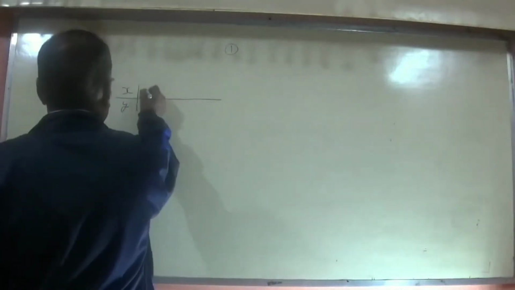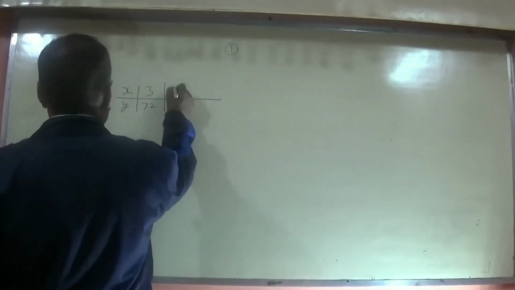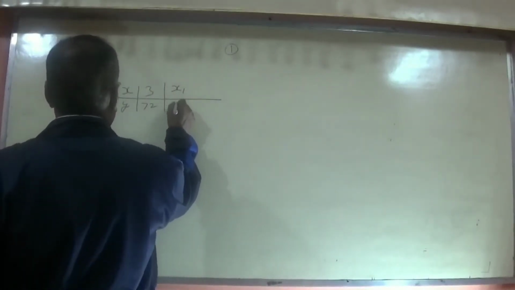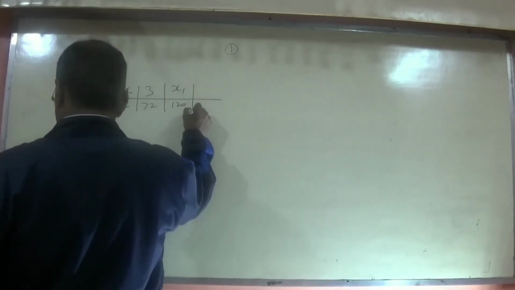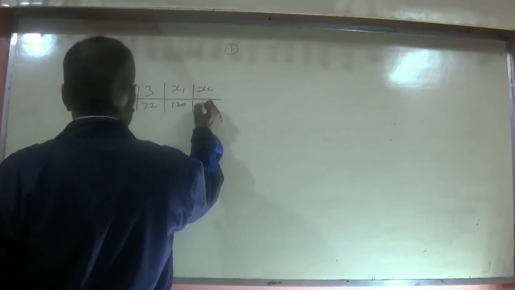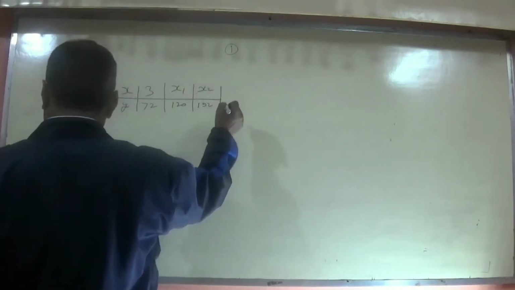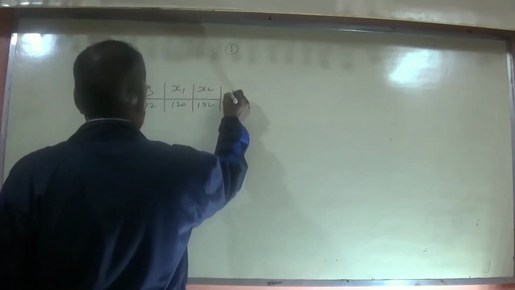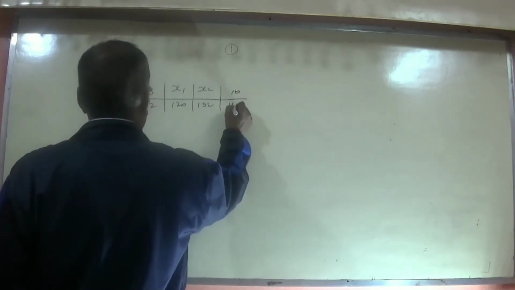Here it is given 3. Here it is given 72. This is given as x1 by 120. This is given as x2 by 192. By means corresponding values of y. And then 10 corresponding value of y it is given as y1.